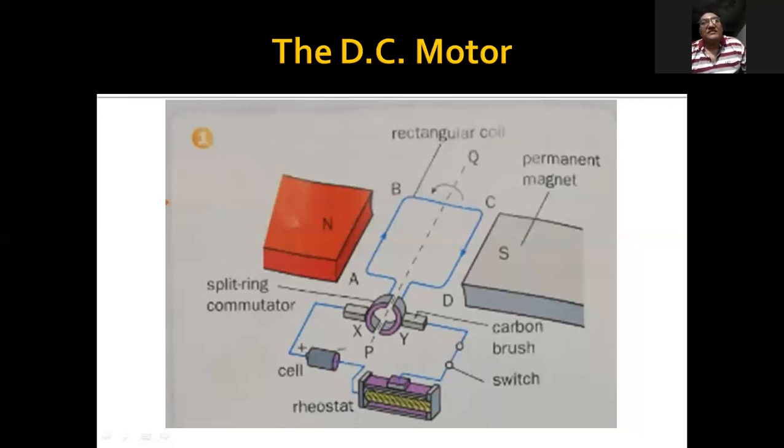You see? So it is permanently moving. While the coil is rotating, the split ring is also rotating. The carbon brushes are stationary, okay?